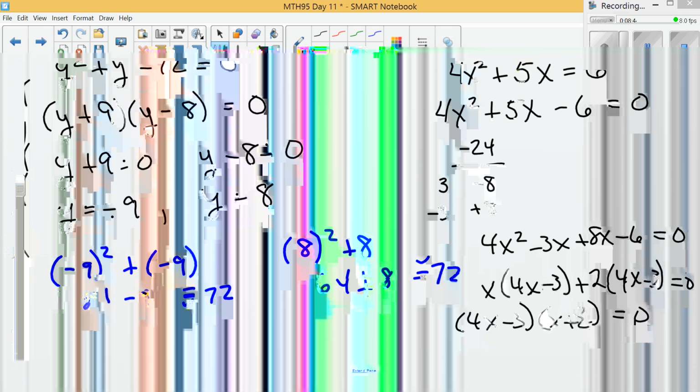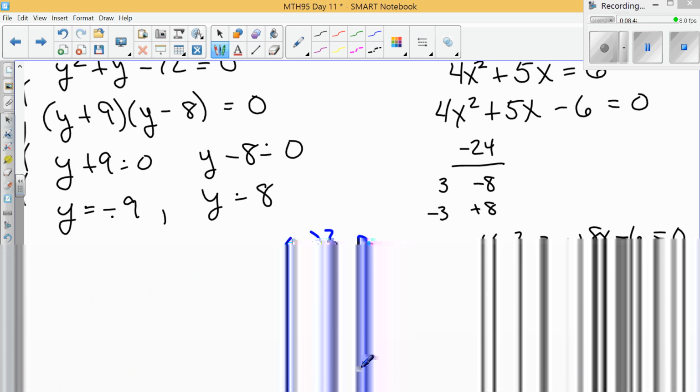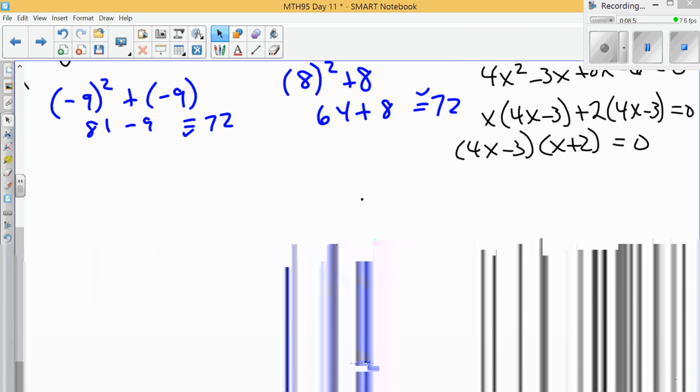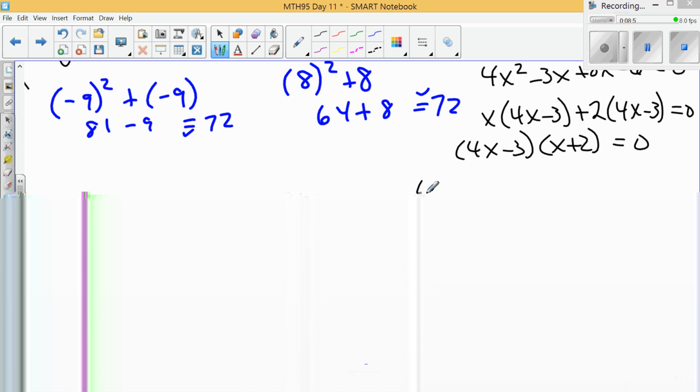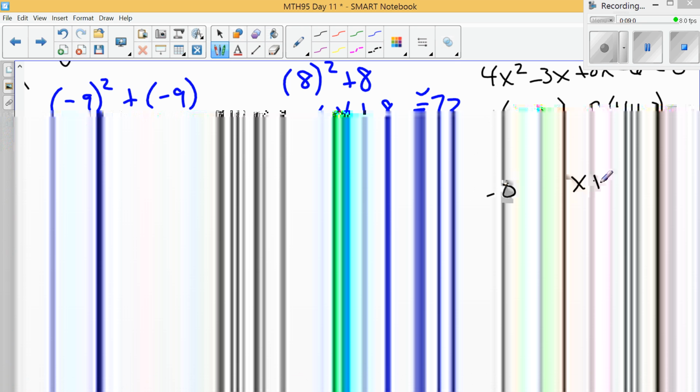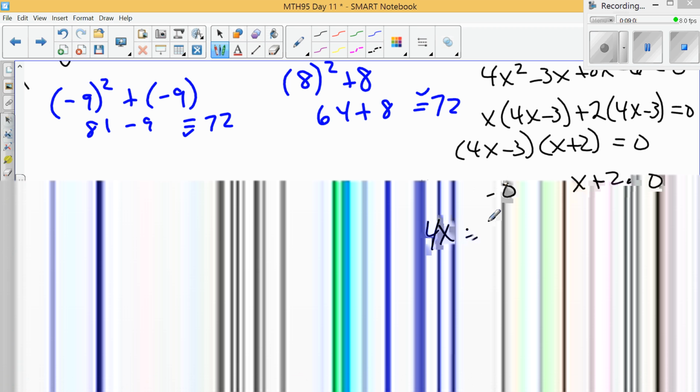Now in our previous sections, this is where we would have stopped, but now we're going to actually solve our equation. So I need a little more room on my page. Okay. Set each factor equal to 0. 4x subtract 3 equals 0. x plus 2 equals 0. 4x equals 3. x equals 3/4 is my first solution. And x equals negative 2 is my second solution.